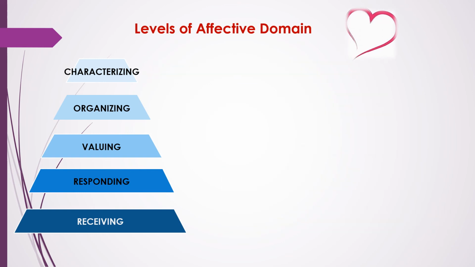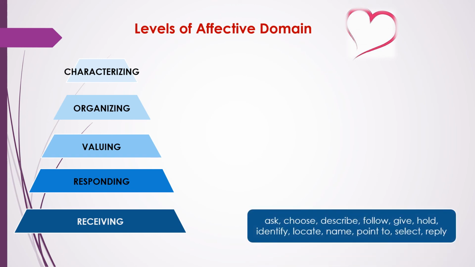Okay, and then let's see how these levels are used in the learning objectives. So what are the keywords to be used for each level? So for receiving, we have ask, choose, describe, follow, give, hold, identify, locate, name, point to, select, and reply. So these are just some of the keywords that are under the receiving level.